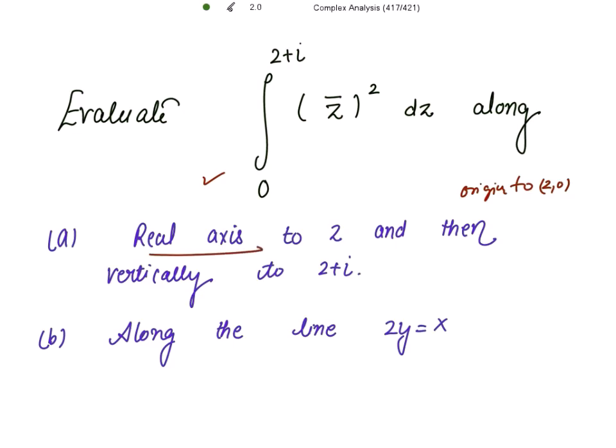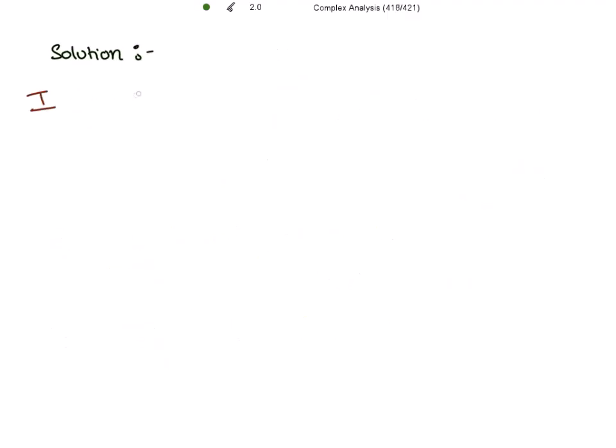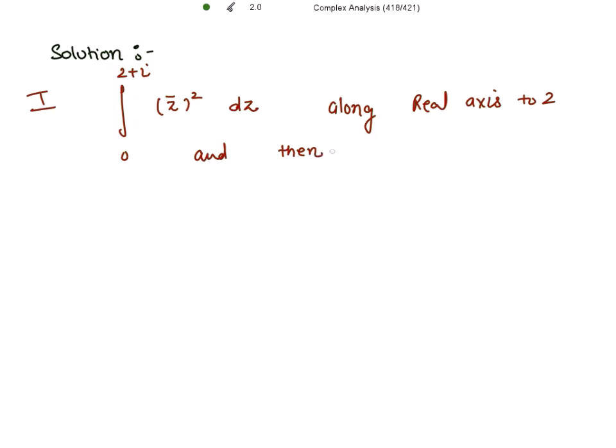Here we go first horizontally from origin to the point 2 and then vertically to the point 2 plus iota, like this and then this. So let's start with the solution. In the first part, we are going to evaluate this integral along the real axis to 2 and then vertically to the point 2 plus iota.